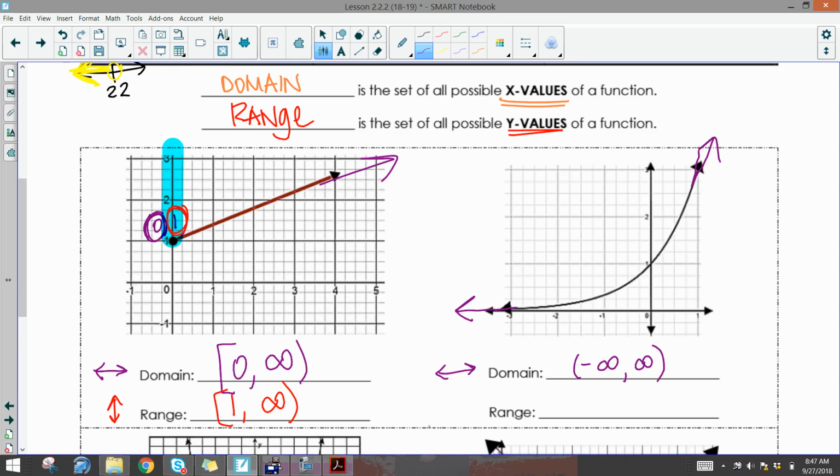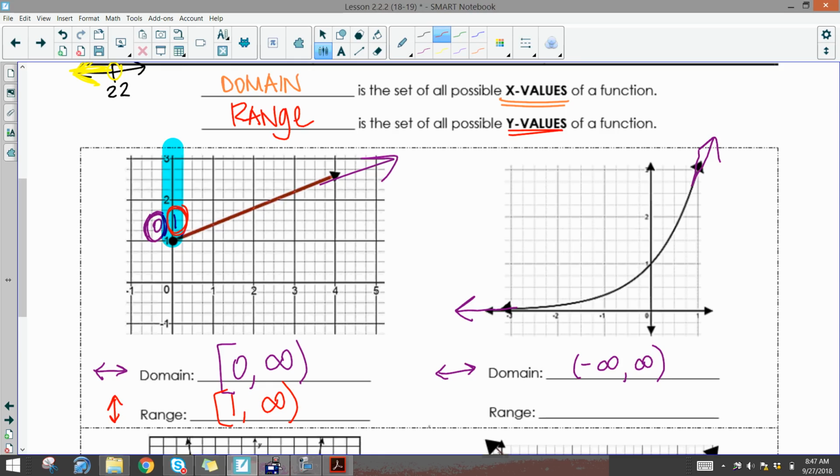There is no stopping point. In the first example, we had a specific starting point. In this case, you could have starting, you could have stopping. So we didn't have an arrow. But here we have a double arrow. So we're going left to right, so negative infinity to infinity.